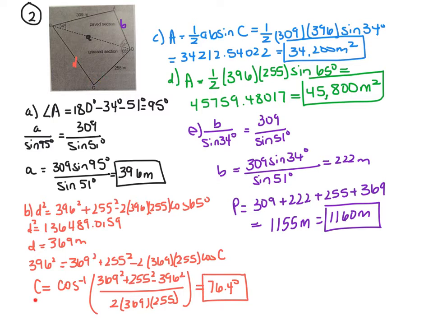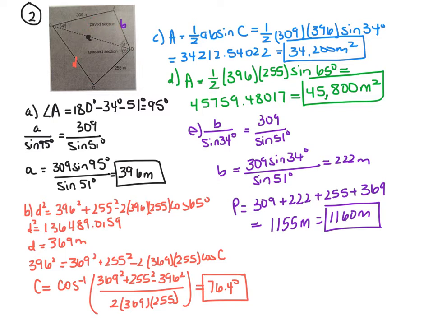So you end up with this angle C is equal to the cosine inverse of all of this, which is just I move these two over and then divided by this thing, and you get 76.4 degrees. Part C wants us to find the area of the paved section.